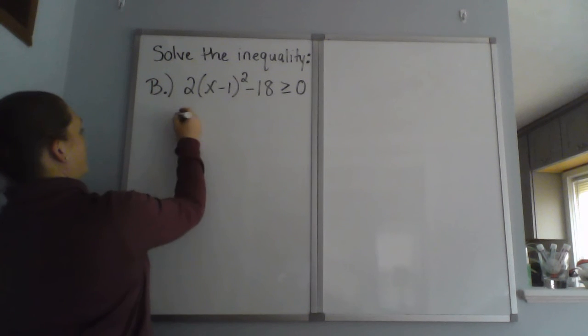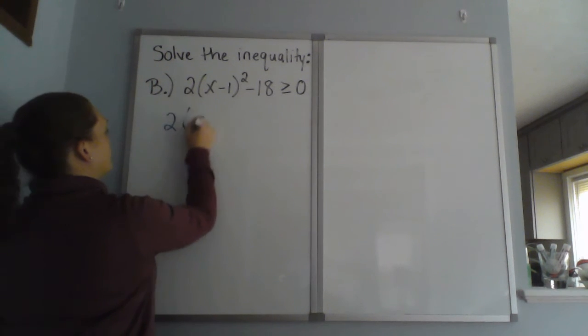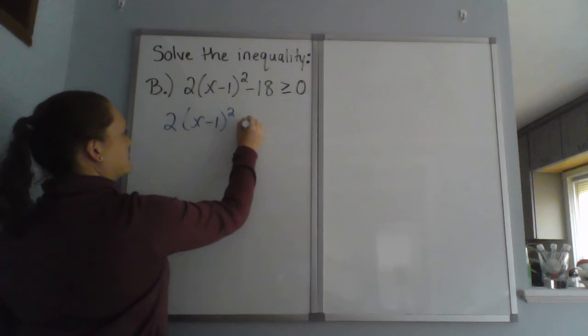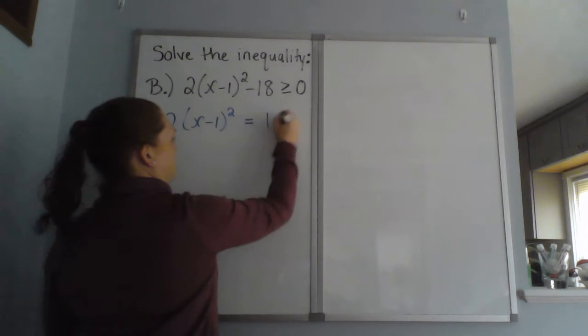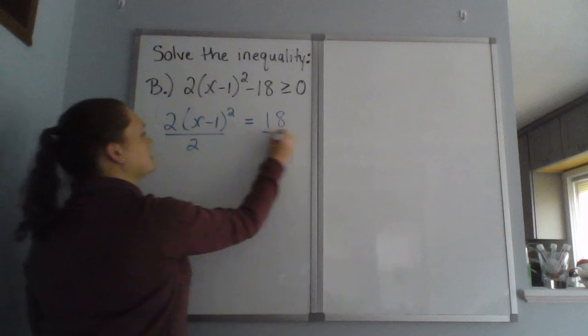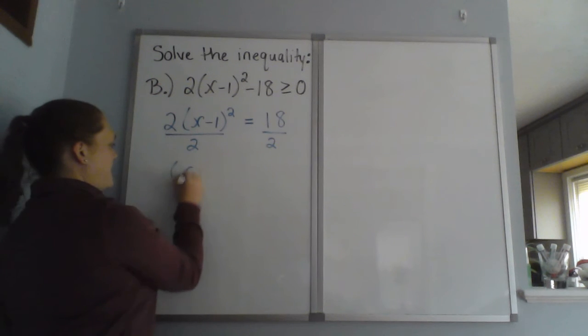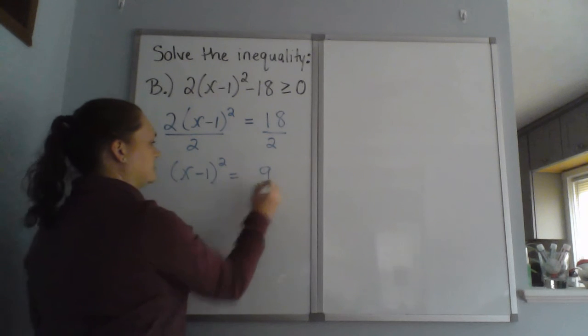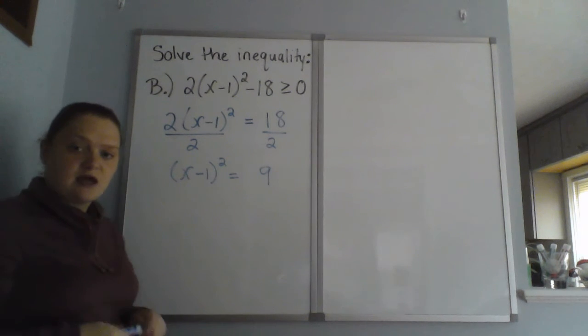So to do that, I'm going to keep the 2, keep the x minus 1 squared. I'm going to move the 18 over, pretend it's an equal sign, okay? Then I'm going to divide out the 2 next to get that x minus 1 squared is equal to 9. And now I can square root both sides.